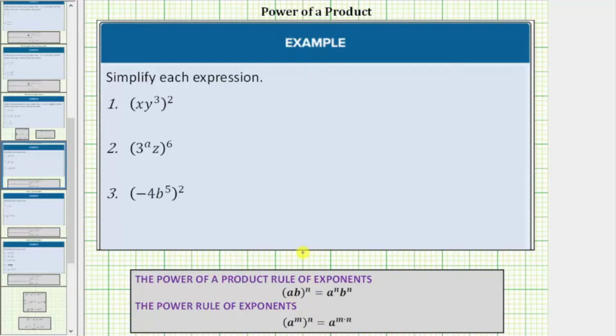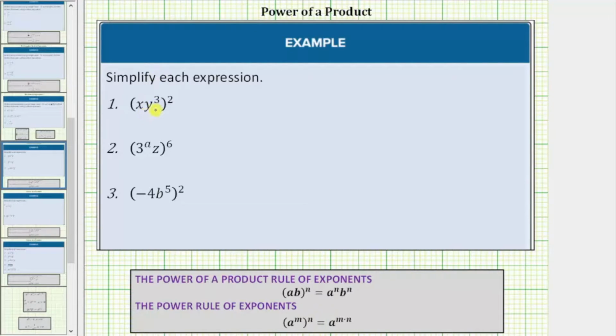We will also be using the power rule of exponents, which is (a raised to the power of m) raised to the power of n equals a raised to the power of m times n, which means when we have powers raised to powers, we multiply the exponents.